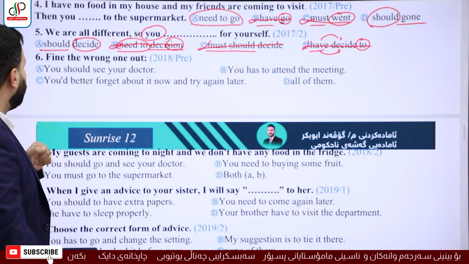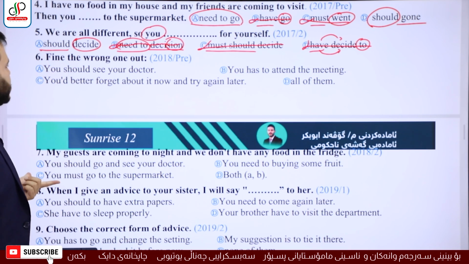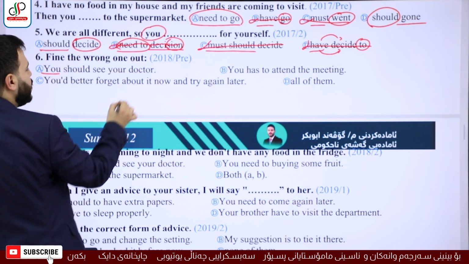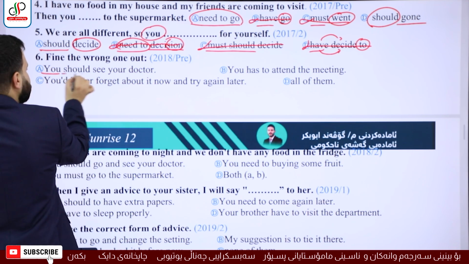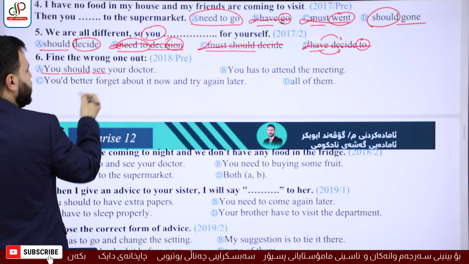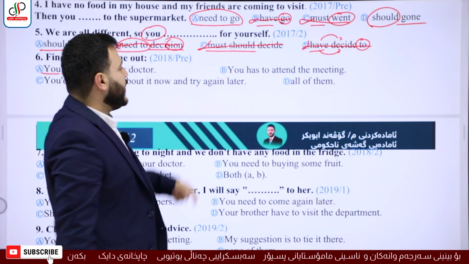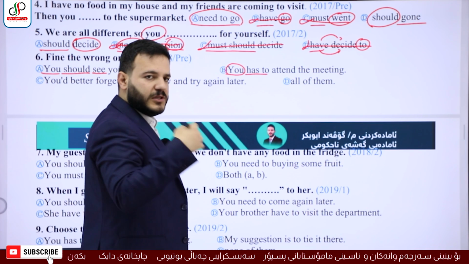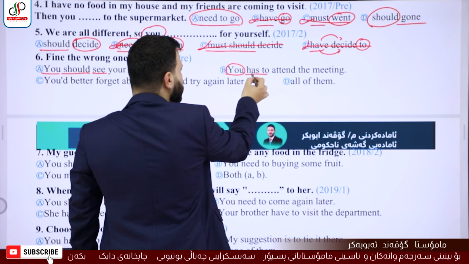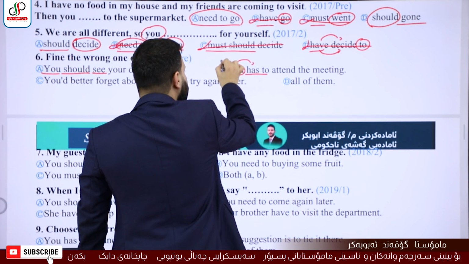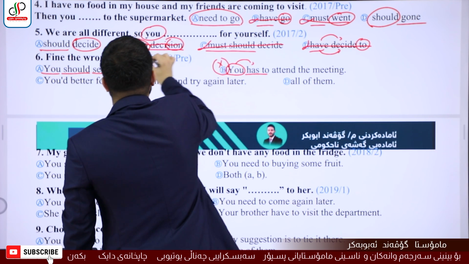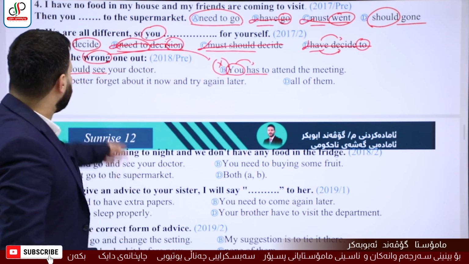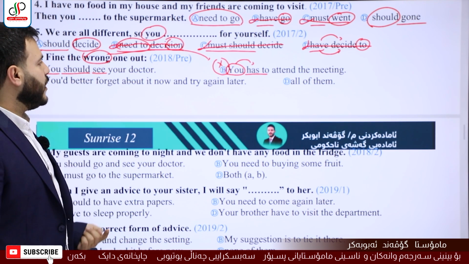Number 6, can you do with me? Find the wrong one out. Let's see. The subject is you. You should see your doctor. It's correct grammatically because it's a modal and here it's a base. You has to. You is a plural subject and has is for singular subjects. We don't use you with has to. That's why this one is wrong. And the question asks for the wrong one. That's why B is wrong.